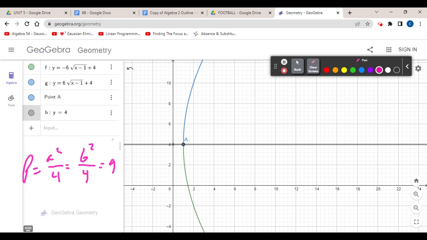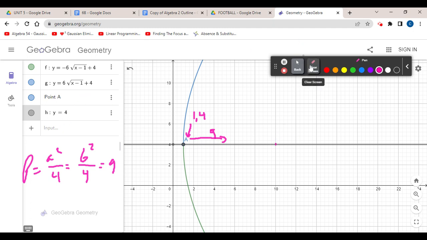Now remember, the p is the distance from the vertex to the focus and the vertex to the directrix. So here we have our vertex of 1, 4, right there. We're going to have to go over by 9 units to get our focus. So we're going to add 9 to our x value here to get our focus point. If we add 9 to 1, it's going to be 10, 4. That's going to be our focus right there, 10, 4.